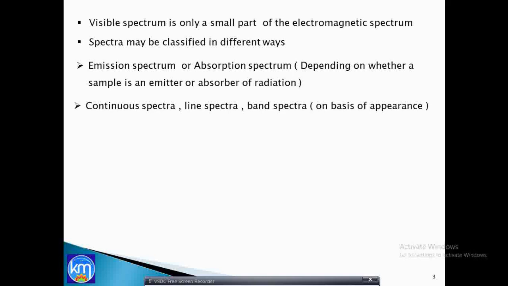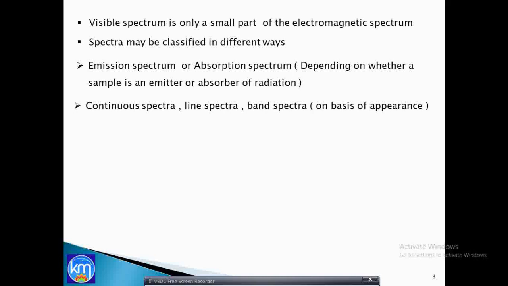And next, based on the appearance, whether there is continuous emission of light, then we get continuous spectra. If we have a line appearance, then it will be called a line spectra. If that line spreads, then that becomes the band spectrum. So this is the classification of spectra on the basis of appearance.